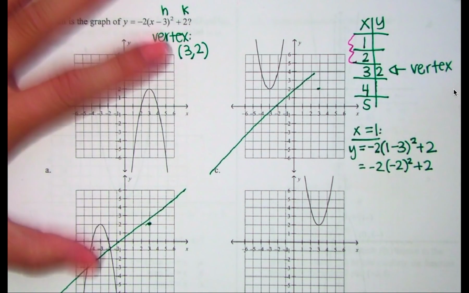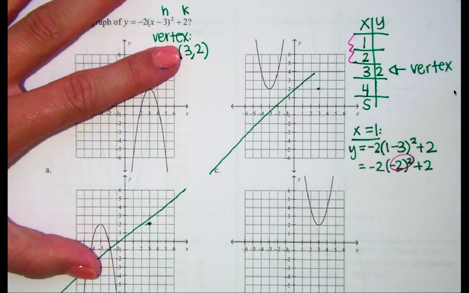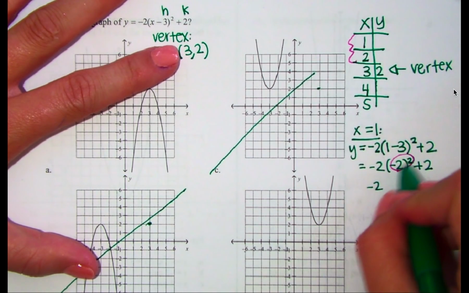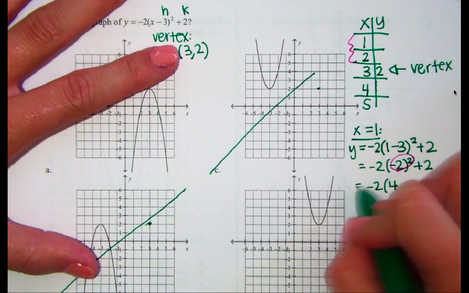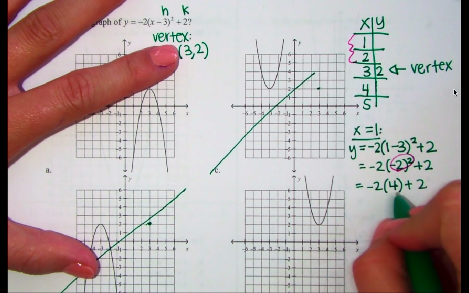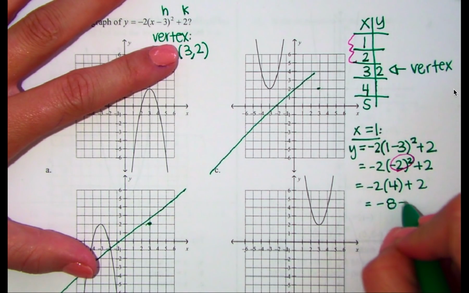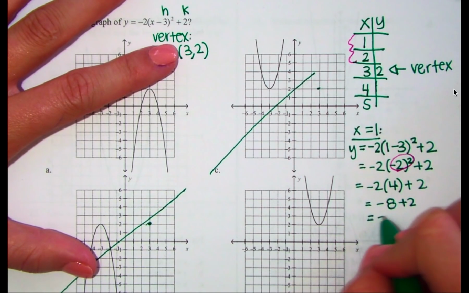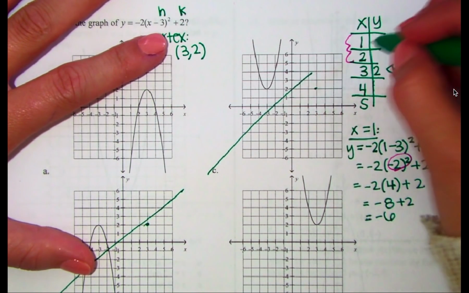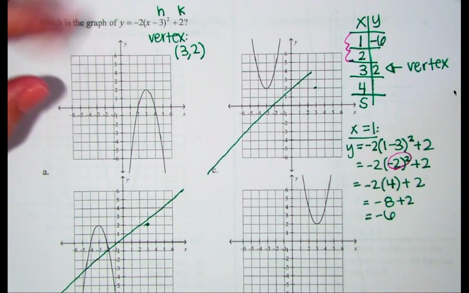So I have negative 2 times the quantity negative 2 squared plus 2. Order of operations says I need to square the negative 2 first. So I get negative 2 squared is 4. And then multiply. And then add, and I get negative 6. So negative 6 is going to be my y value for 1.